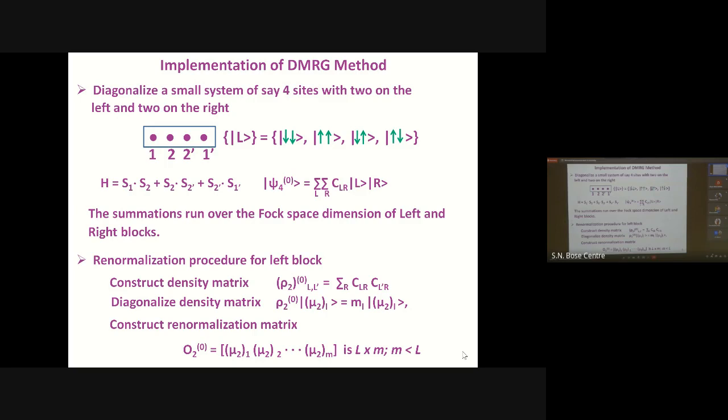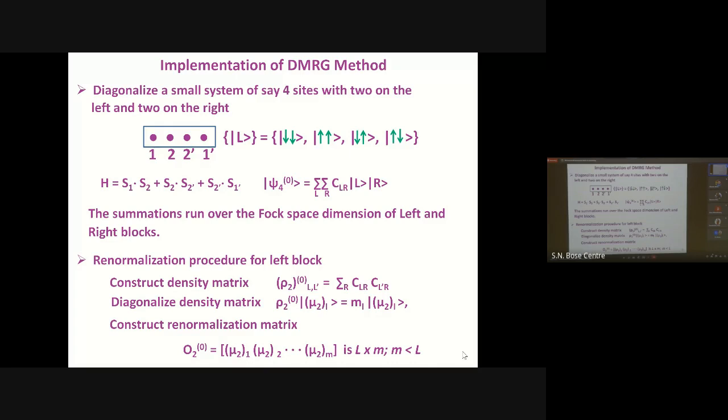How do you construct the density matrix? The density matrix for the left part corresponds to matrix elements L and L prime. Suppose I want to find the density matrix element between this state and this state. You take L and L prime, then sum over the right part, C_LR and C_L'R, and you get rho_2 LL prime. If you diagonalize it, you get rho_2 with eigenvalues mu_2 and eigenvectors ML. L is the index of the eigenstate.